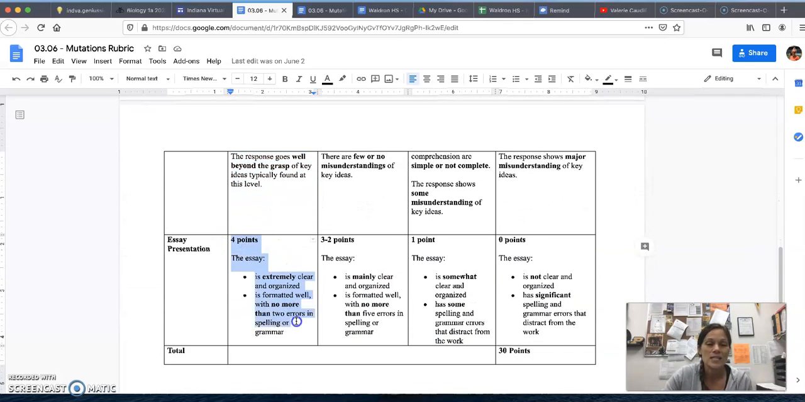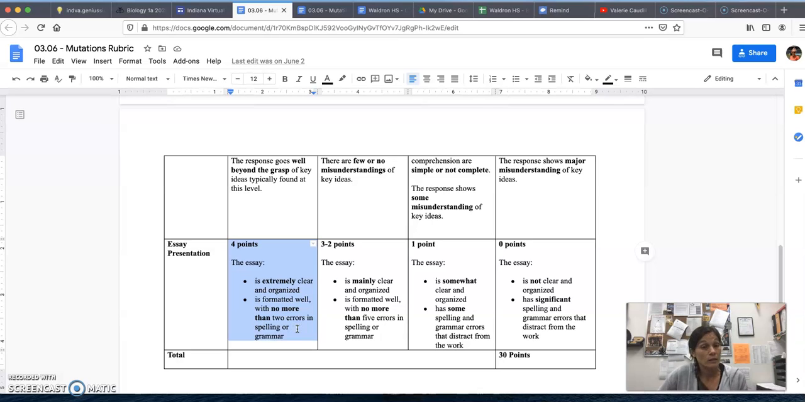And lastly, the essay presentation is worth 4 points. It's clear, formatted well, with no more than 2 errors in spelling or grammar. As I said just a moment ago, you do not have to actually write in paragraph format an essay. I'm okay if you don't want to do that. If you just want to keep the questions there and format your answers below each question, that would be fine. All right, guys. Good luck on this assignment, and let me know if you have any questions. Bye.